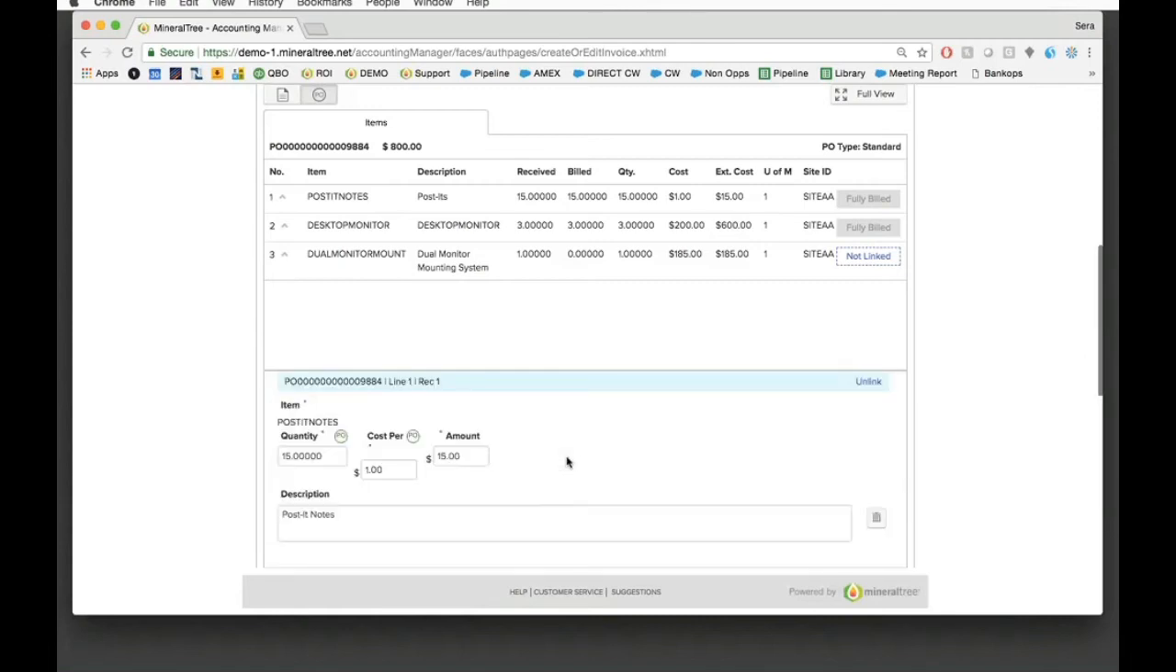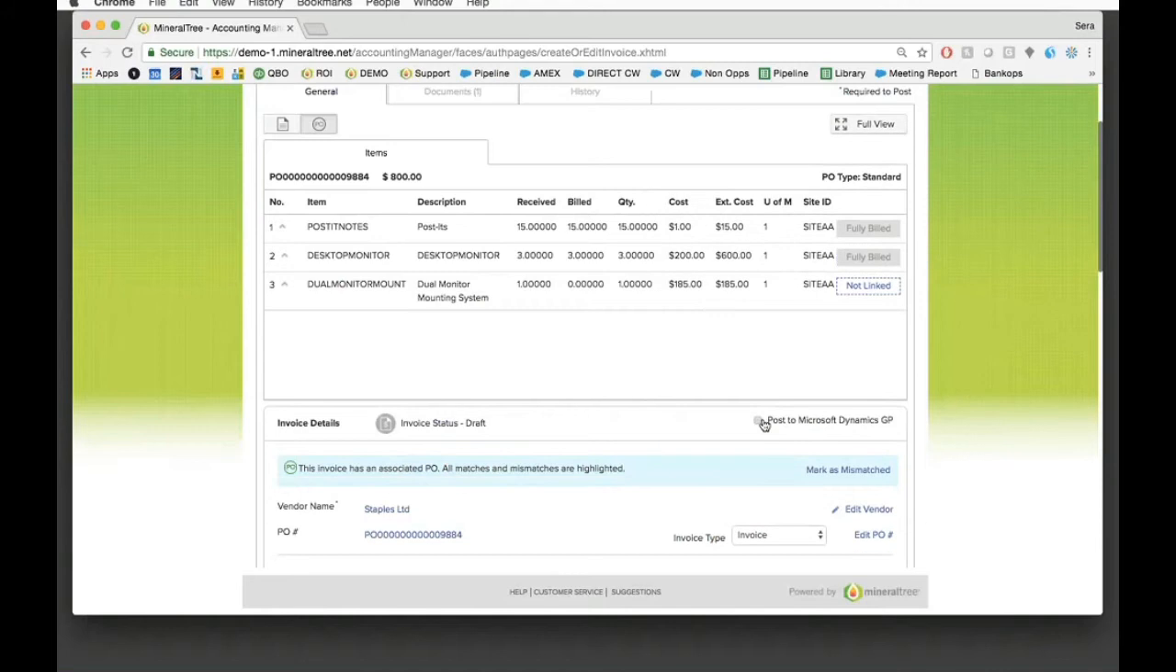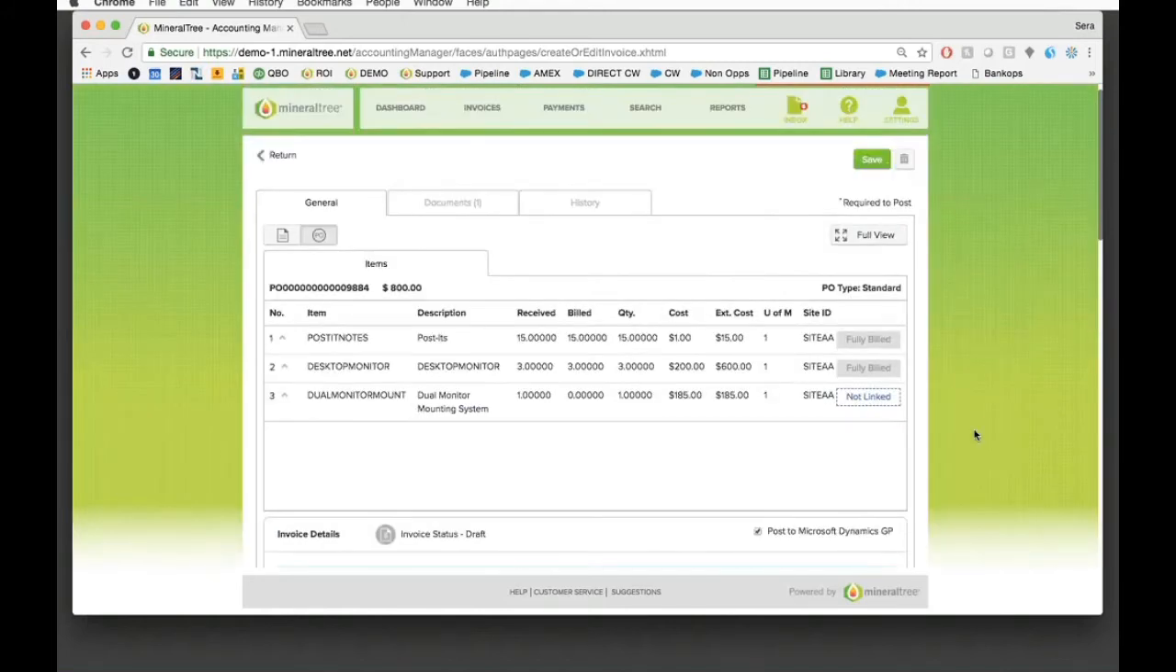Once you've done the linking, you just hit post to GP, and then hit save, and it'll build that PO for you, so you don't have to go into your other system and do that different work. There are a few different levels of approval that you can work in here as well.